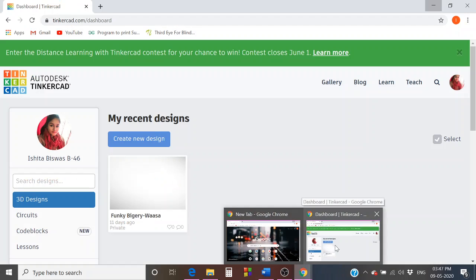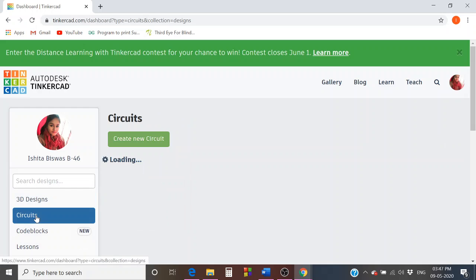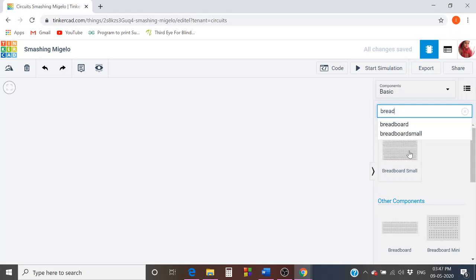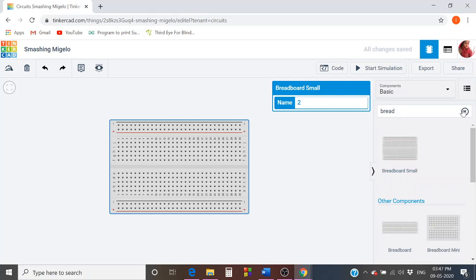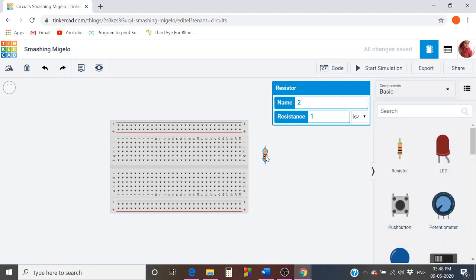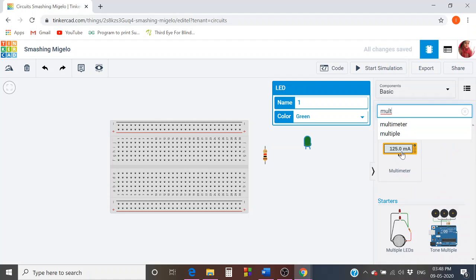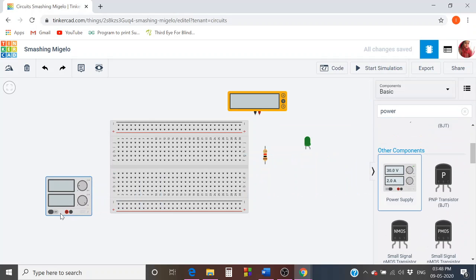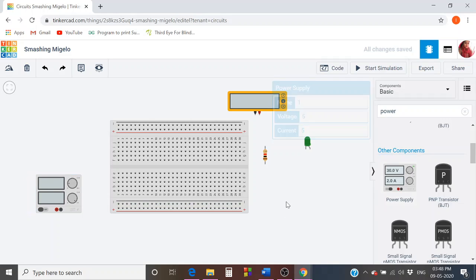Firstly, you have to open your Tinkercad account. I have already, so create new circuit. Okay, then firstly you have to take one breadboard, one resistor, one LED, one multimeter, one power supply, and one OR gate IC.